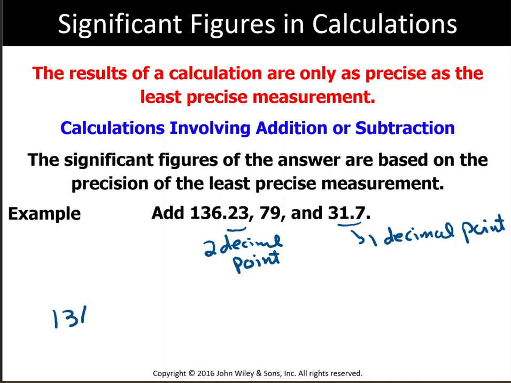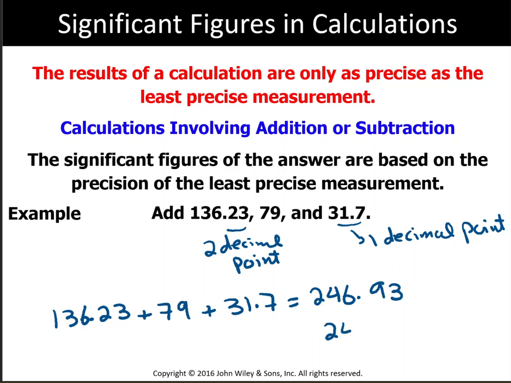So you add up 136.23 plus 79 plus 31.7. With your calculators, you're going to get 246.93. Now you want to report your answer with no decimal places, meaning that you want to keep 2, 4, and 6, but you're going to have to round this number to 247.